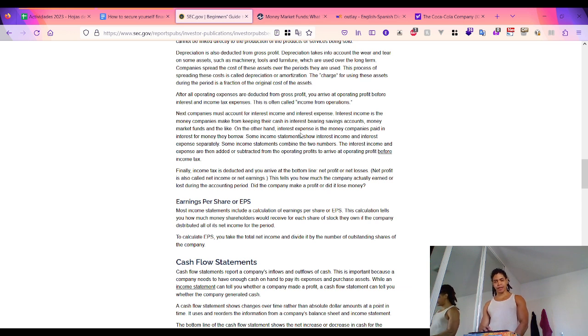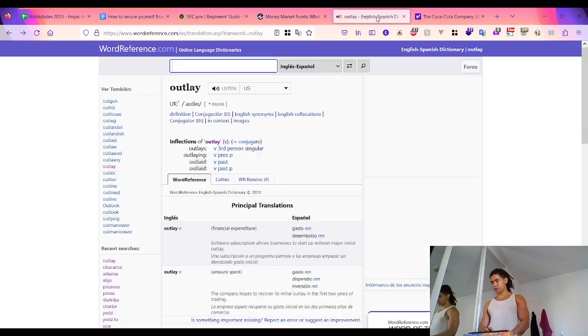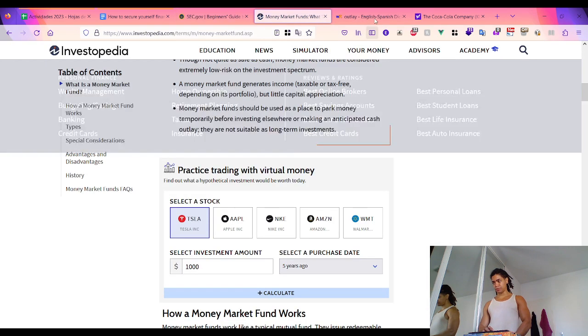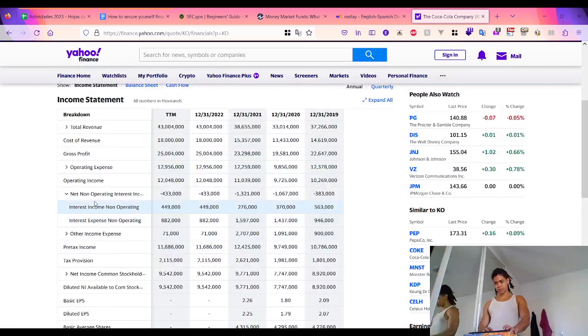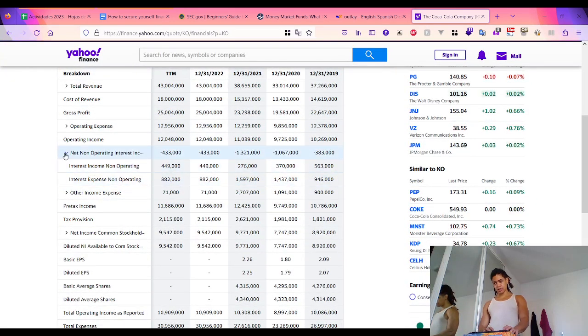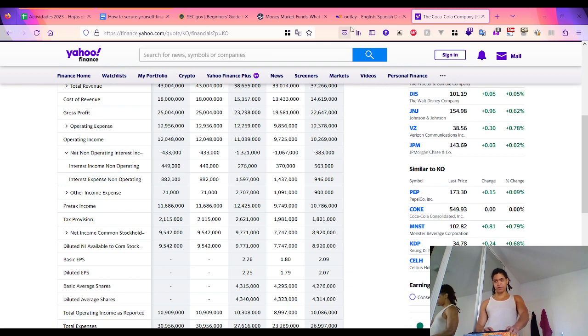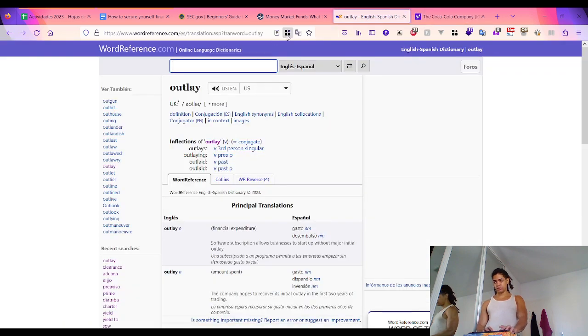The interest income and expense, depending on the income statement, can be set separately or together. You can see them separately or together. So for example, the interest income and interest expense here are separate, right? So Yahoo Finance shows it like that.